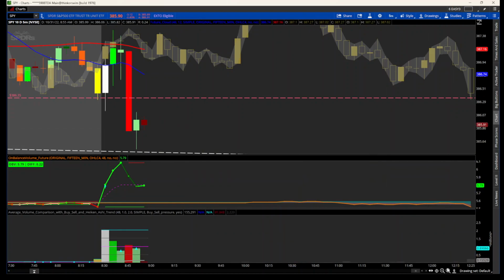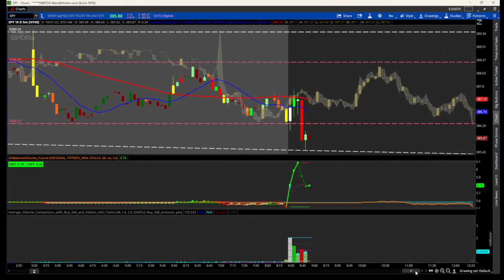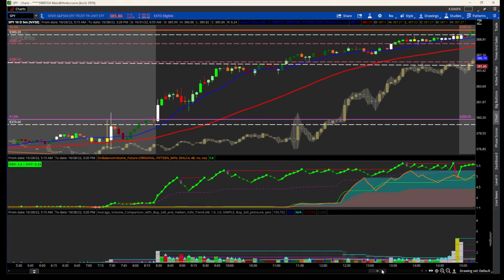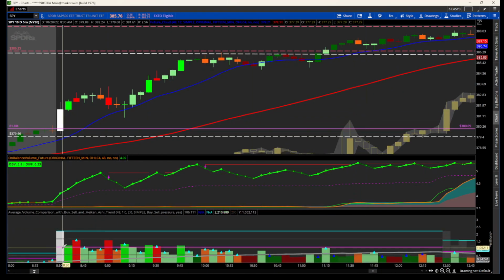So that's the average volume comparison indicator, and it helps you make better decisions when it comes to volume, because I'm looking for anything that's above 25%, and especially anything above 50% of the highest volume bar.